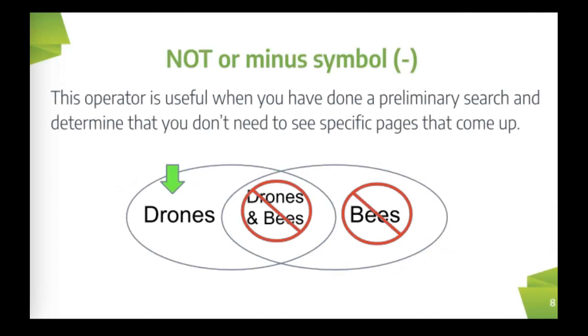Not excludes terms so that each search result does not contain any of the terms that follow it. For example, drones not bees finds results that contain the term drones, but not the term bees. Use this to narrow your search.